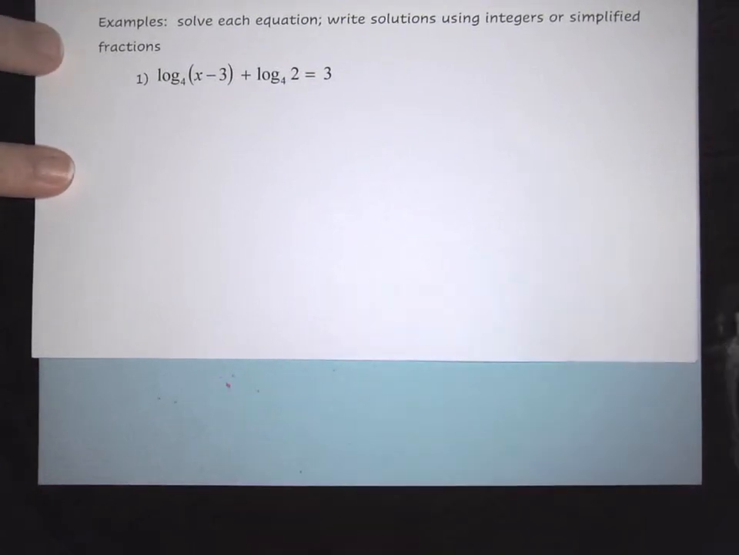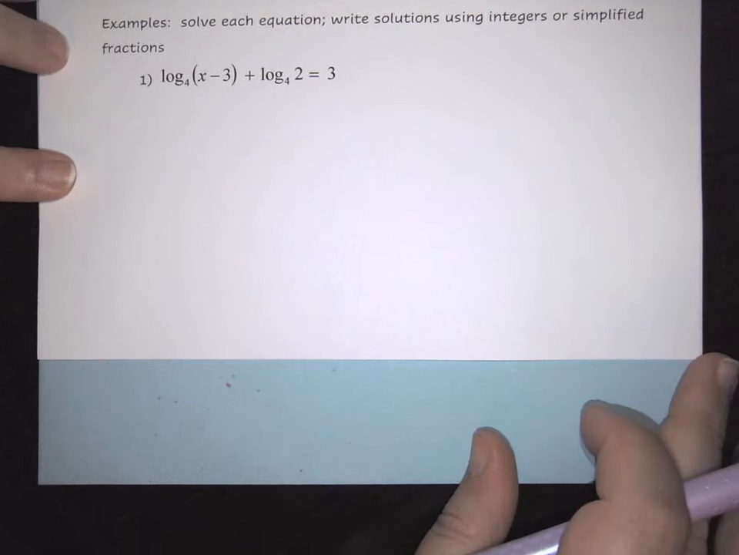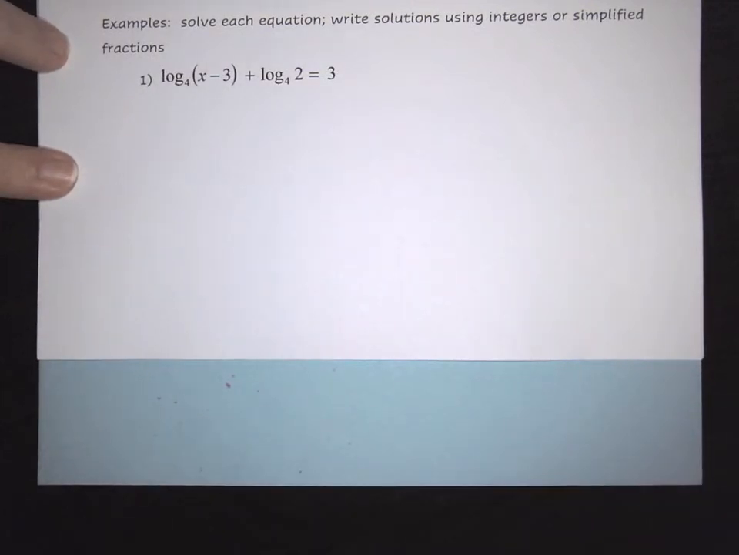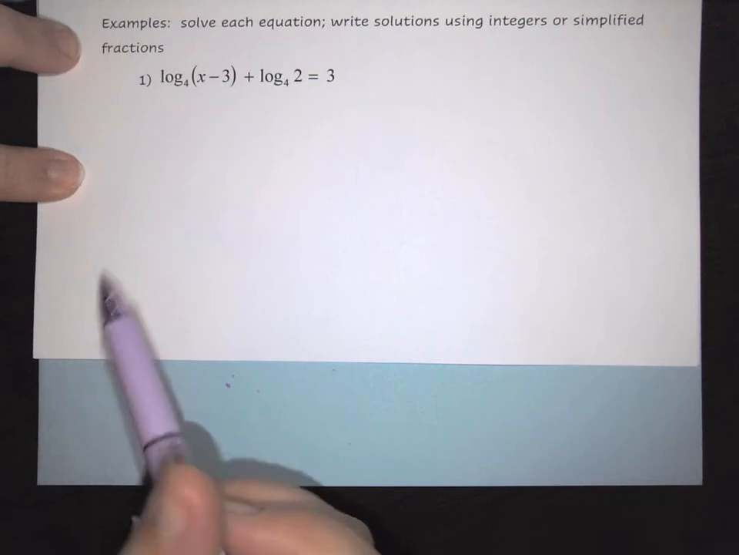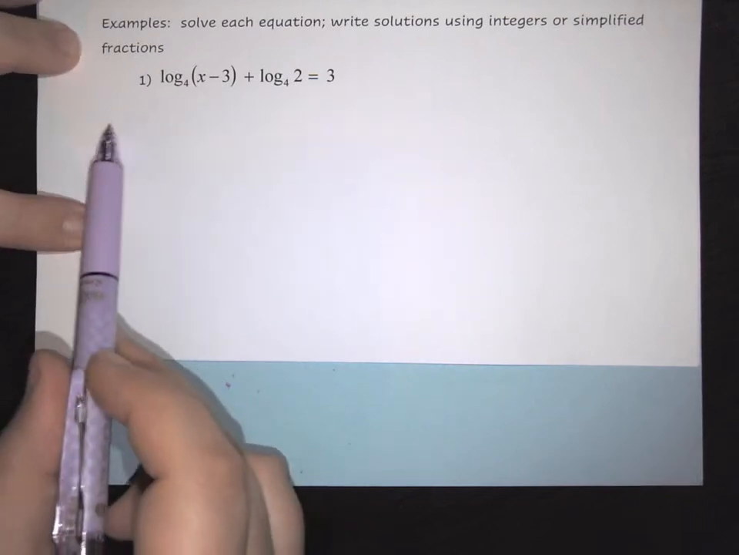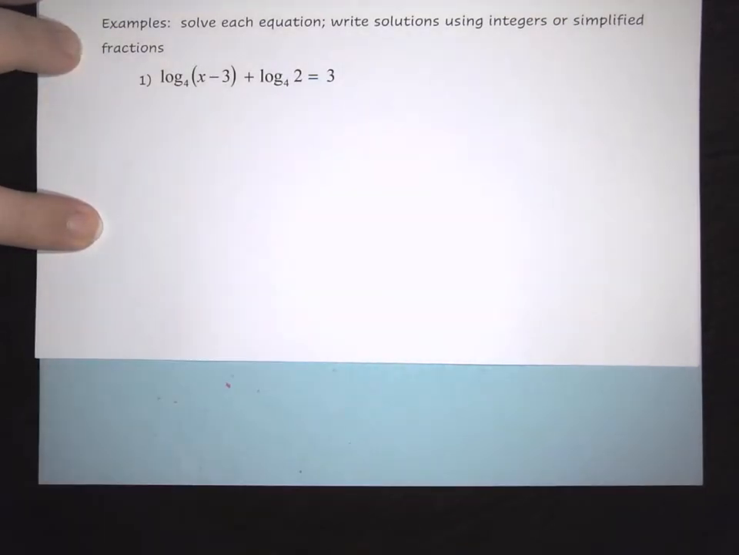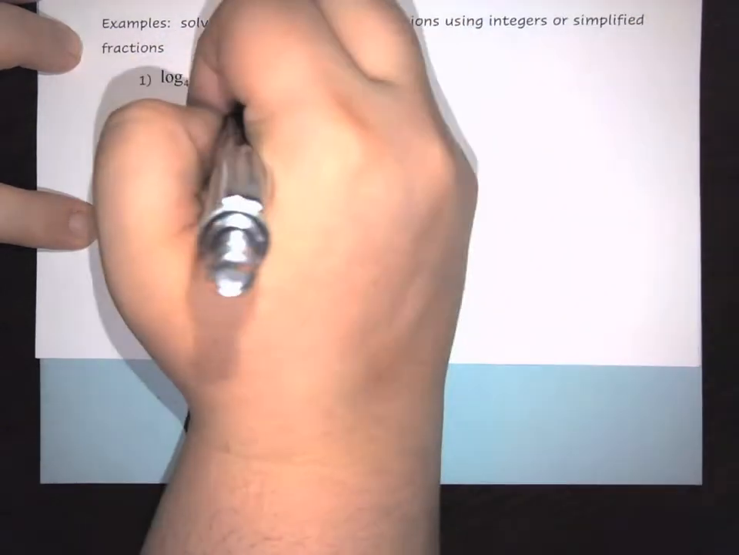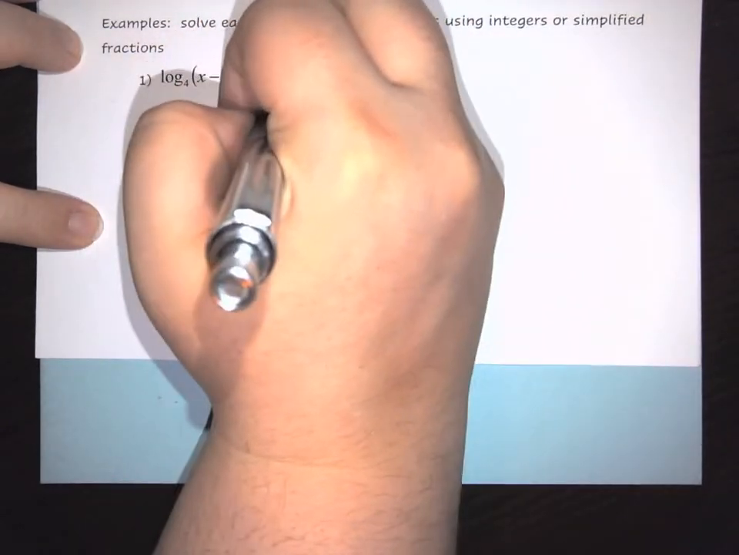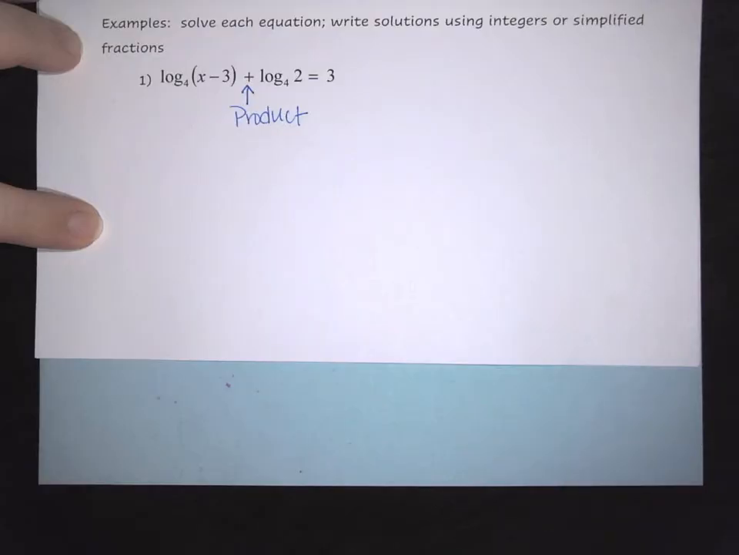Here we're going to look at a couple different examples of solving logarithmic equations, and we're going to use all of our log properties and exponential properties we have at our disposal to do that. So first things first, when looking at any equation, the first thing you want to glance for is what kind of properties we have that can be used. Right away, you can see this plus sign, which can condense through the product rule.